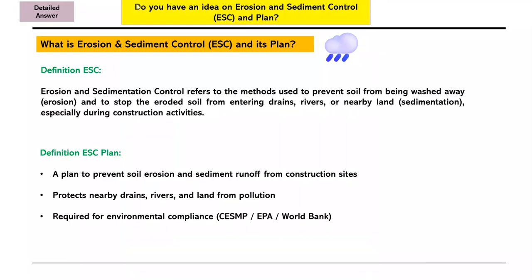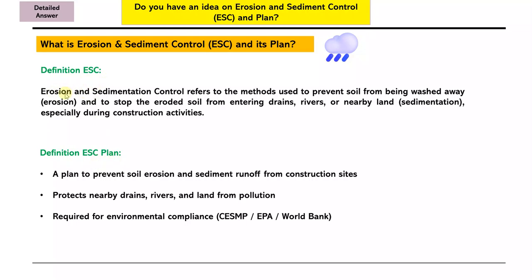Now we have a detailed answer for this, because definitely we have a short answer, but sometimes the interviewer is maybe non-technical or has short time. Sometimes they want to hire someone with very little experience, but they must check his proper and detailed knowledge on ESC. So here we have the detailed answer for ESC and its plan. First, we have the definition of ESC, then the definition of ESC plan.